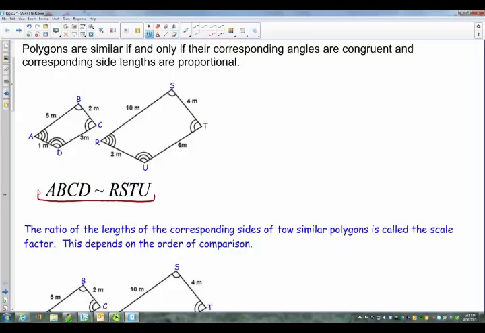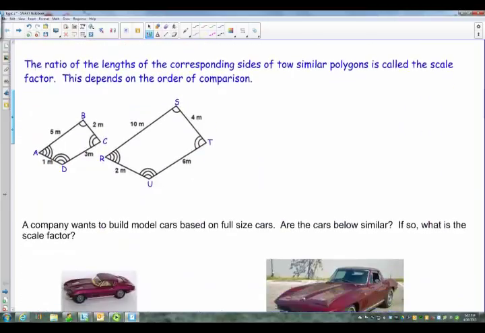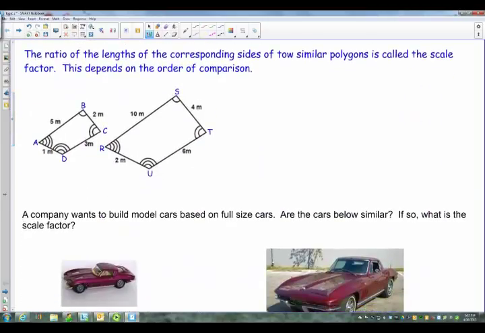Now, since they have to be proportional, you see that AD is 1, RU is 2. That is a 2-to-1 ratio. And so if you work around this figure, AB is 5, RS is 10, that is 2-to-1. BC is 2, ST is 4, 2-to-1. DC is 3, UT is 6. Again, that's 2-to-1. That's what has to happen for these things to be similar. So they must follow a common, what we call a scale factor.